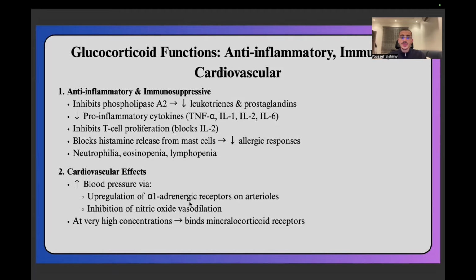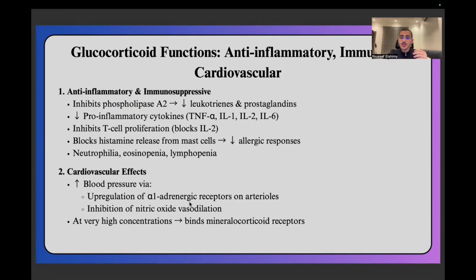For the cardiovascular effects, it has an effect on increasing blood pressure. And how do the glucocorticoids do that? They basically upregulate the alpha adrenergic receptors that are found in the arterioles. So by upregulating these receptors, more catecholamines are going to act on these receptors. This would lead to more vasoconstriction, as well as it inhibits the production of nitric oxide. Nitric oxide is important for vasodilation. If there's decreased nitric oxide, there would be decreased vasodilation, more vasoconstriction. So this is how it increases blood pressure.